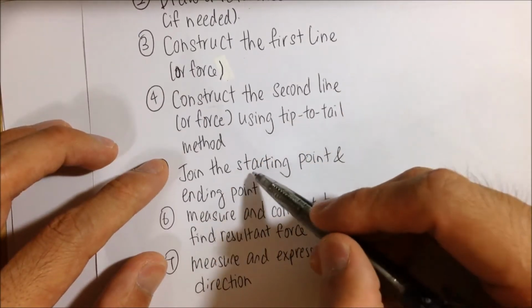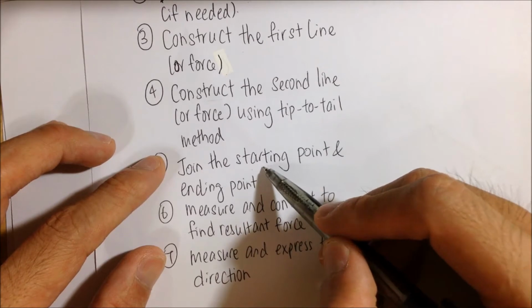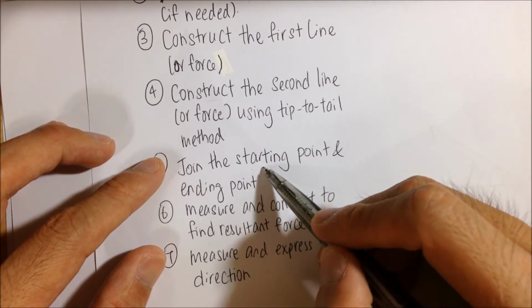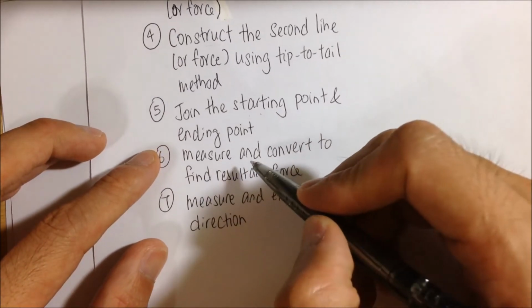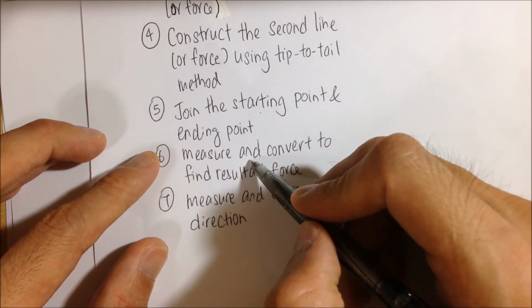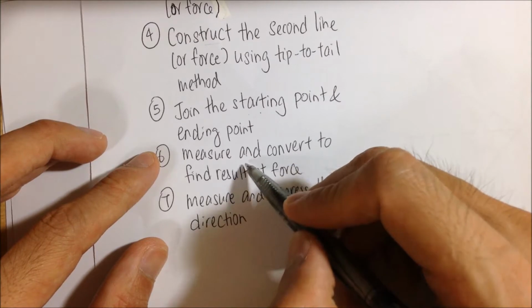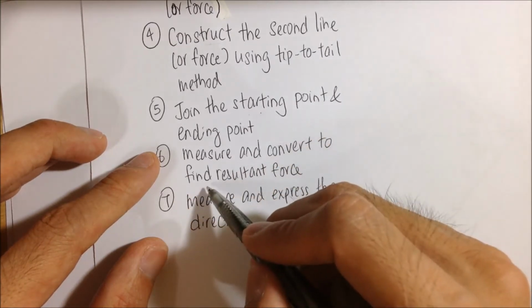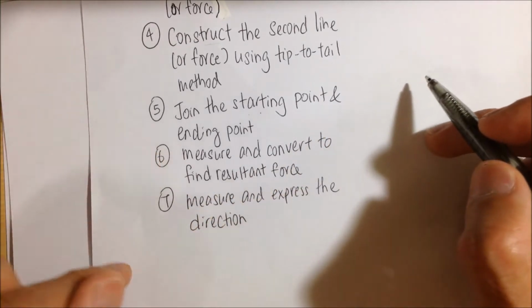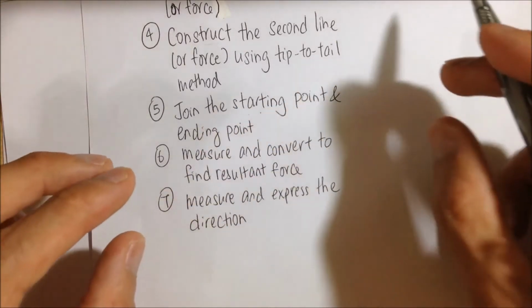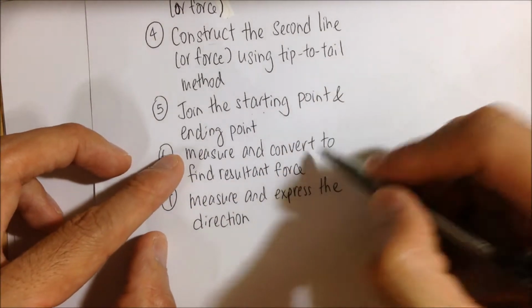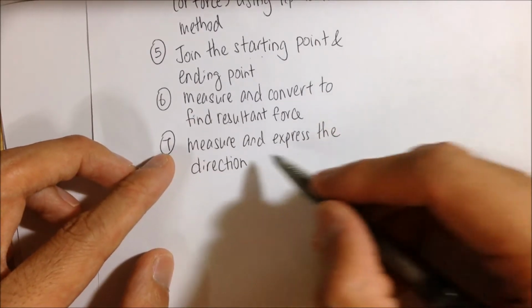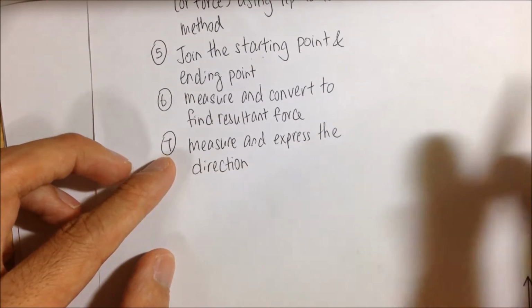Then if you want to find the resultant force, you will just have to join the starting and the ending point of the two lines. And then to find the value of the resultant force or the magnitude, you just have to connect the starting point and the ending point, and to measure and convert the value of the resultant force. And finally, you will also measure and express the direction.